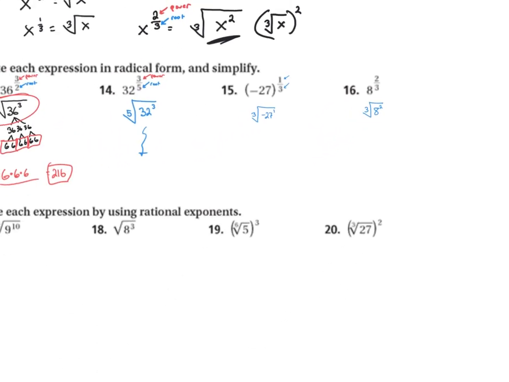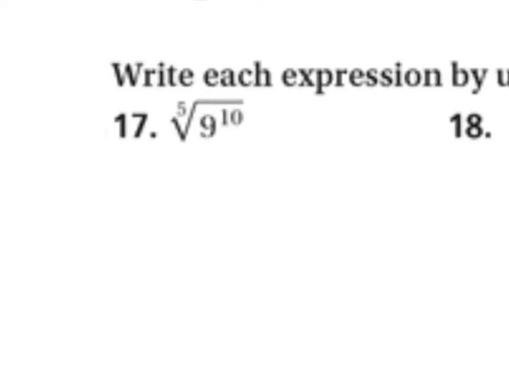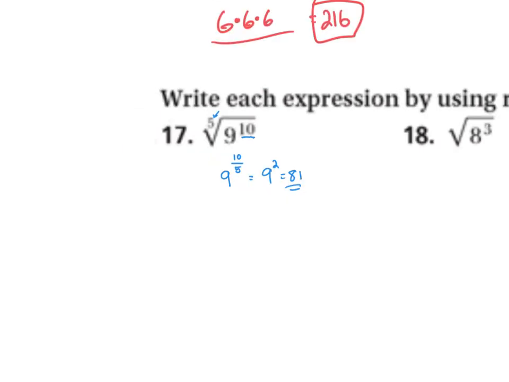How about we work this thing backwards? Okay, power goes on top, root goes on bottom. So this is going to be 9 to the 10/5 power. But now reduce that. 9 squared. Hey, how cool is that, huh? 9 squared. And that would be 81 if we wanted to work that all into a number.